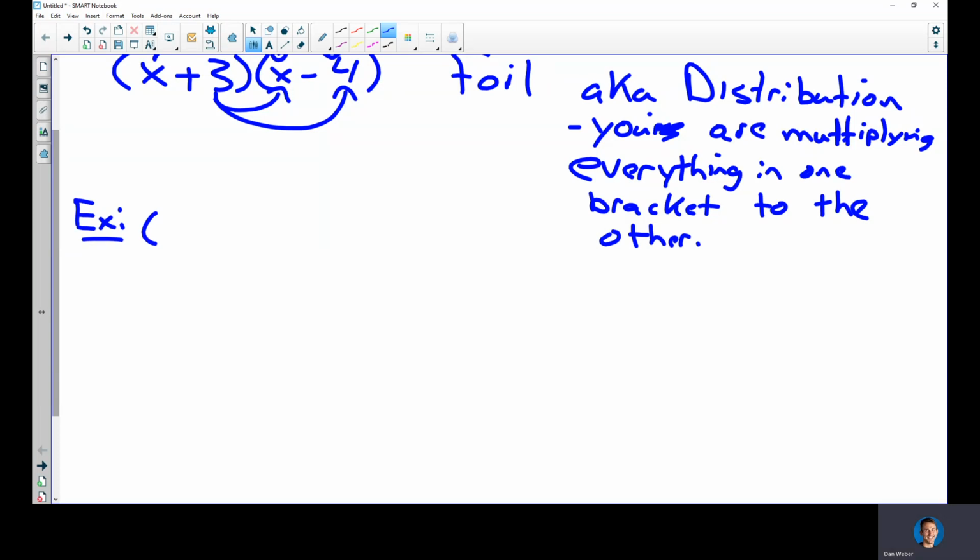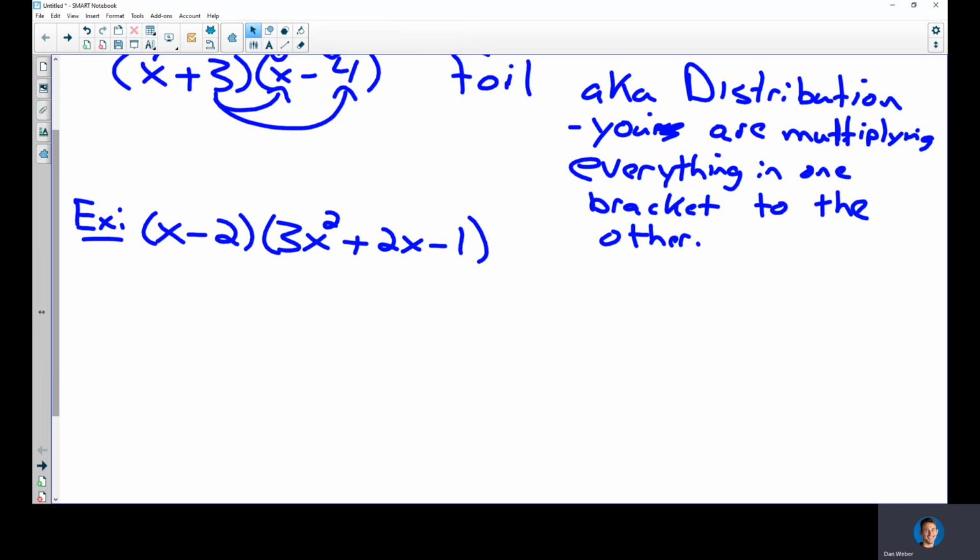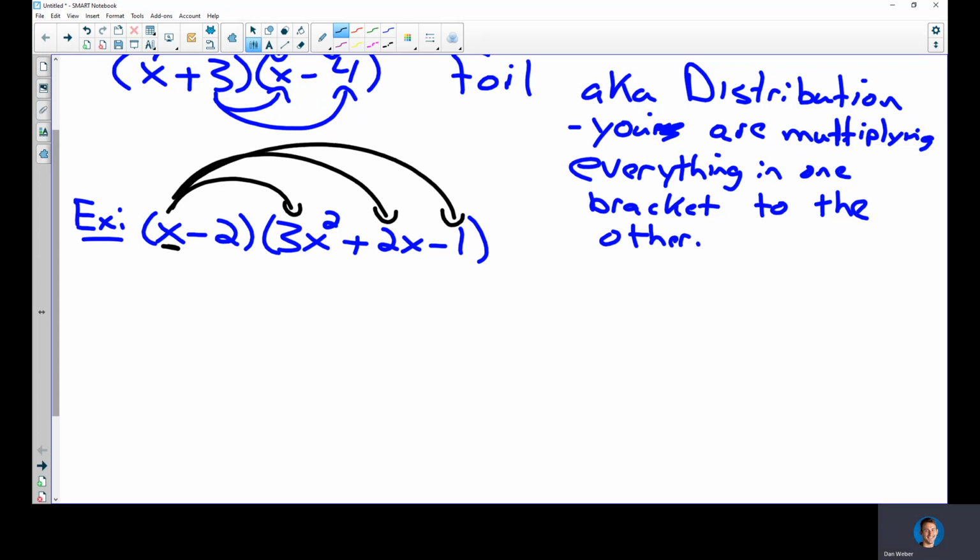So I'm going to go with x minus 2 times 3x squared plus 2x minus 1. Ava, you look so excited. All right, so everything gets multiplied to everything else. So switch colors here. With the x here in the first bracket, I have to multiply it to everything else. It's kind of like that game where you're trying to launch the missile and hit the target.